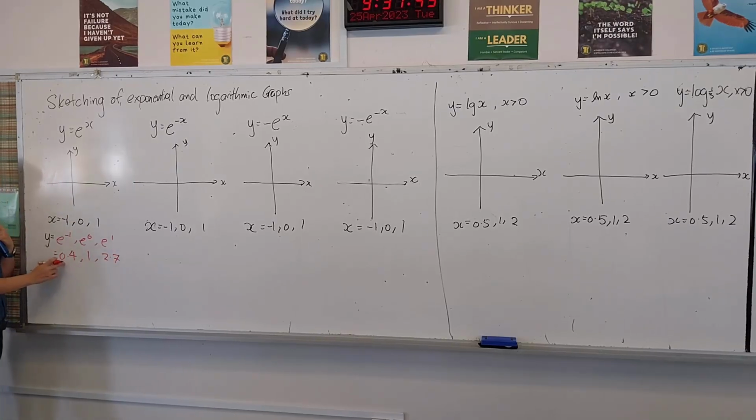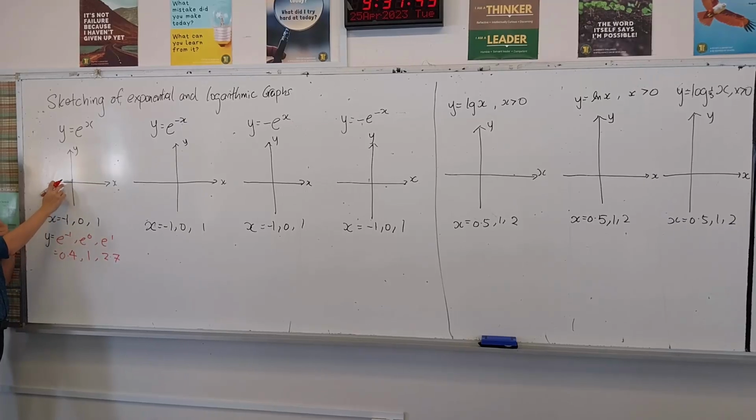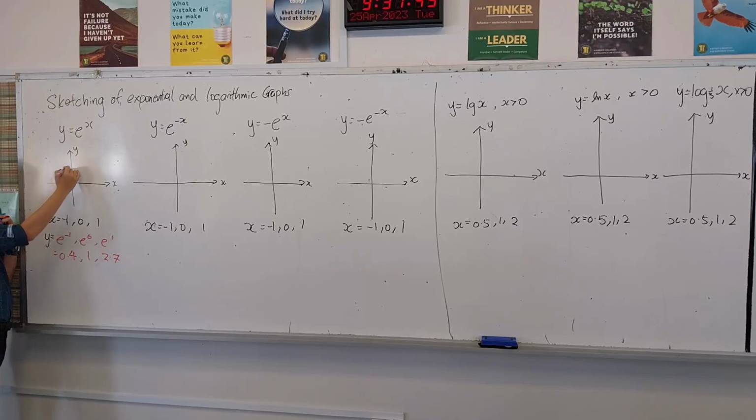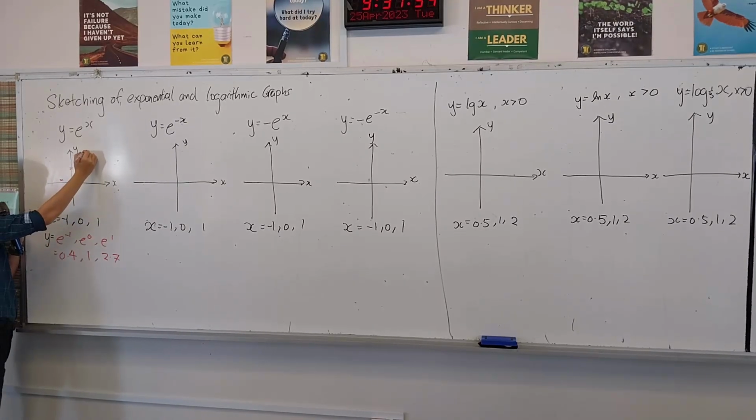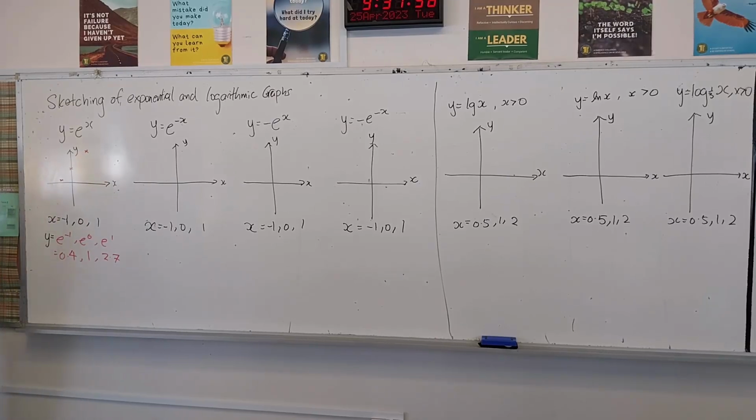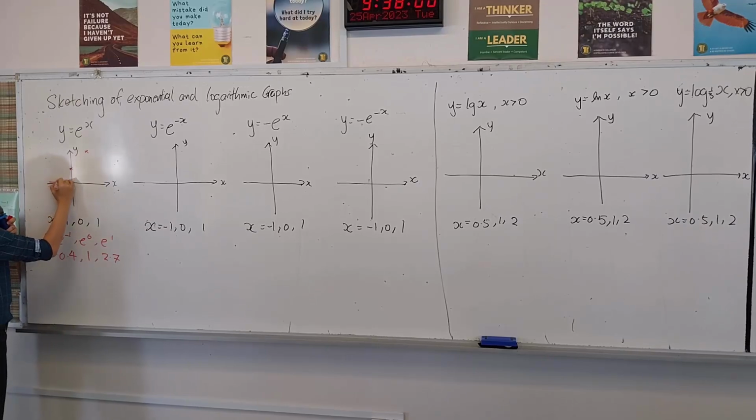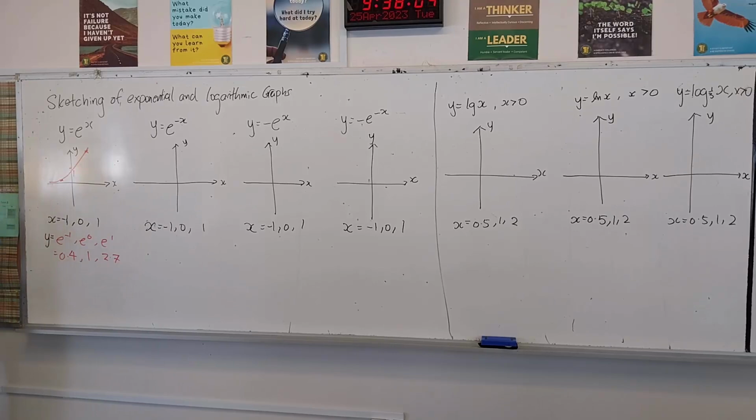So when it's negative 1, I will have quite a small number. When it's 0, I will have 1. When it's 1, I will have 2.7. So how does the graph look like? It's not linear, so please just memorize that the graph will look like this. All right? And the value here will be 1. That's all.